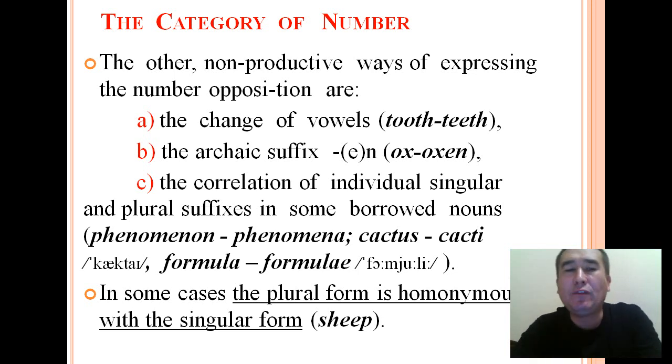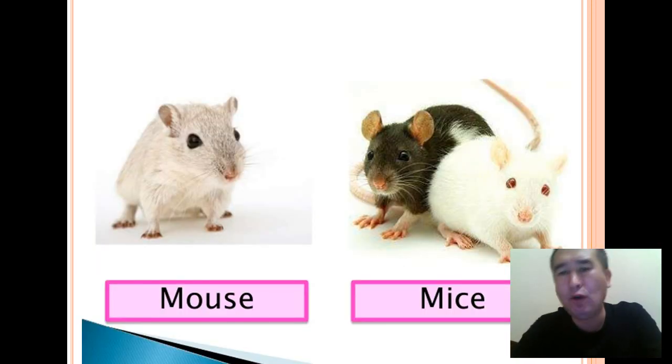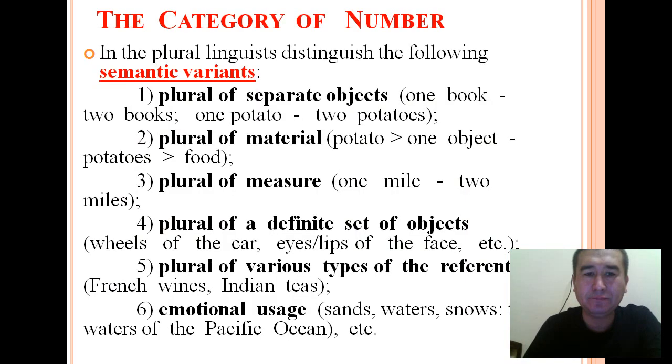The plural forms related to the C part are mostly borrowed from Latin and Greek words. In some cases, the plural form is homonymous with the singular form, for example, sheep. Other examples are mouse, mice.